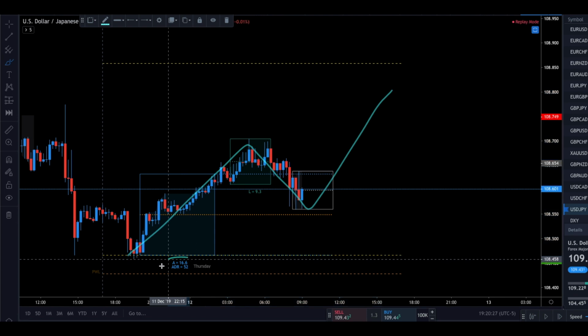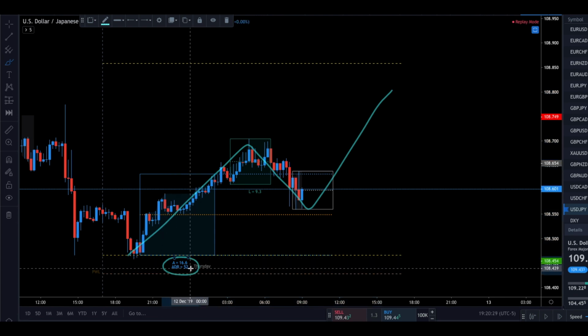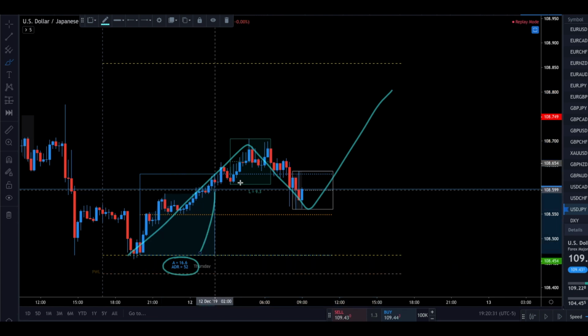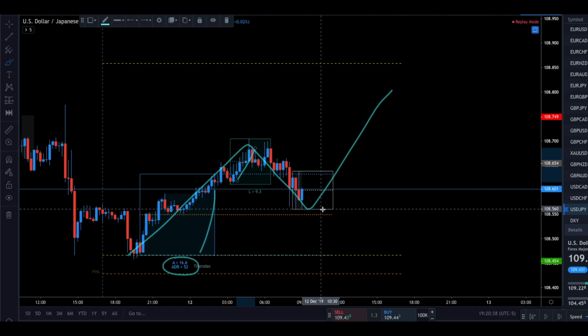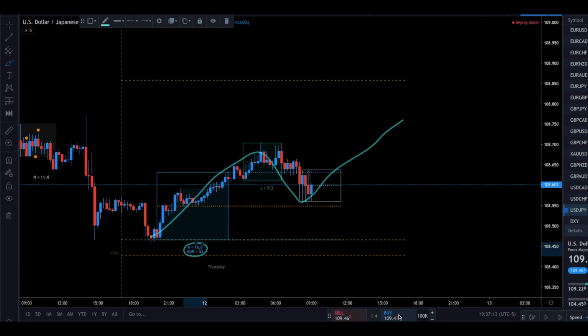Also the ADR here, we have a 52 ADR. We've only moved 16 and 9, so a little bit over 25 pips or so. So only half of the average daily range. So we still got another 25 pips or so to go. Let's take a look and see how everything played out.